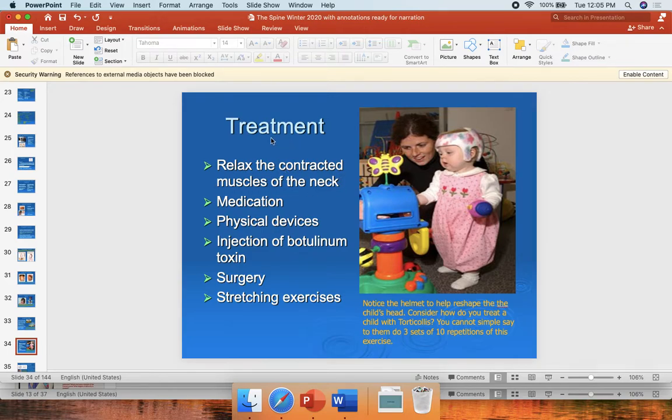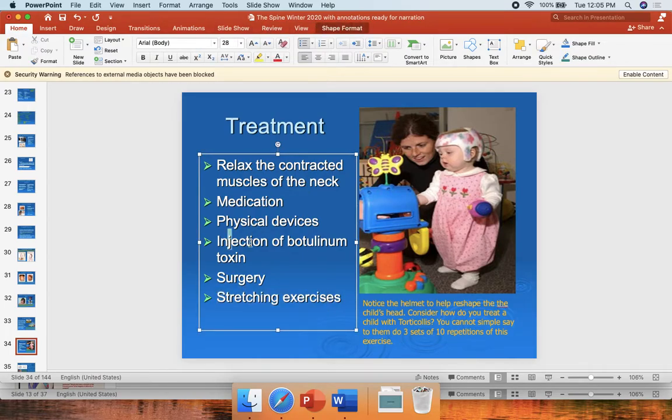So the treatment should be focused on that sternocleidomastoid, which is contracted uncontrollably. And so we're going to do some stretching. We might use an injection to relax that muscle, right? There's some medications that can do this.